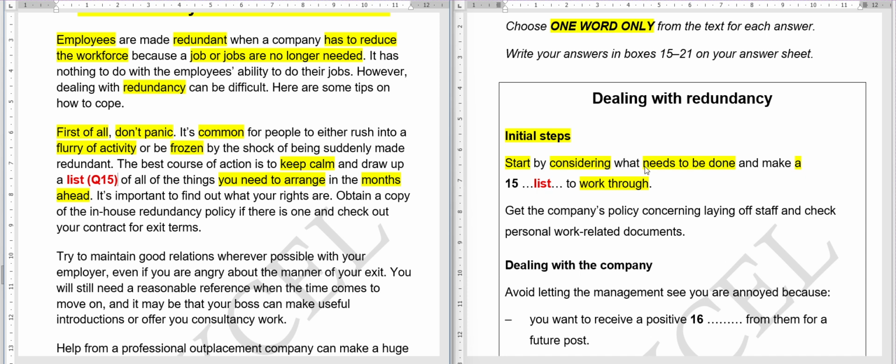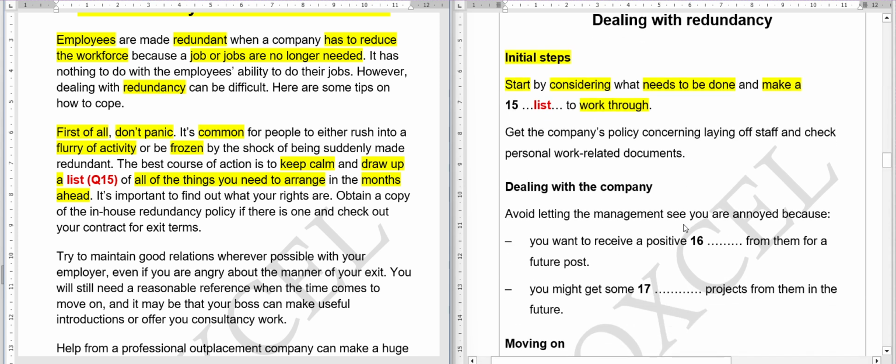So here it's like needs to be done. For needs to be done, here it is written you need to do all the things you need to arrange. So you need to arrange, you need to do basically. But here it is written make a. For make a, they have paraphrased it as draw up a. So instead of make a, they have written draw up a list. I hope it is clear. Moving on to the next question.